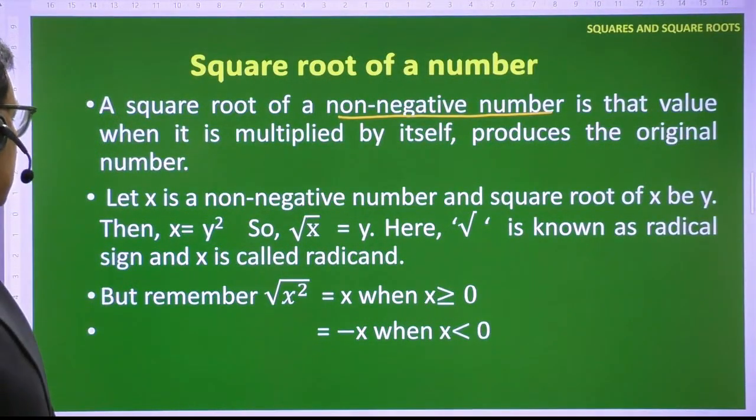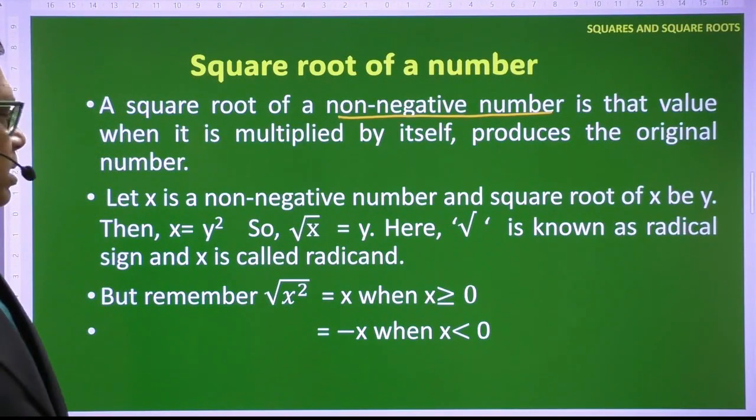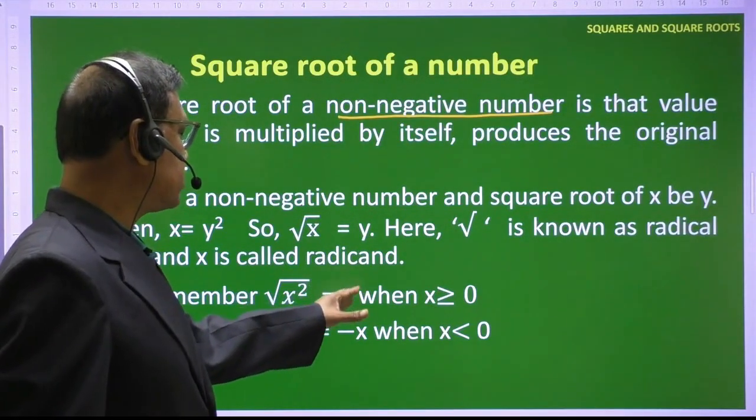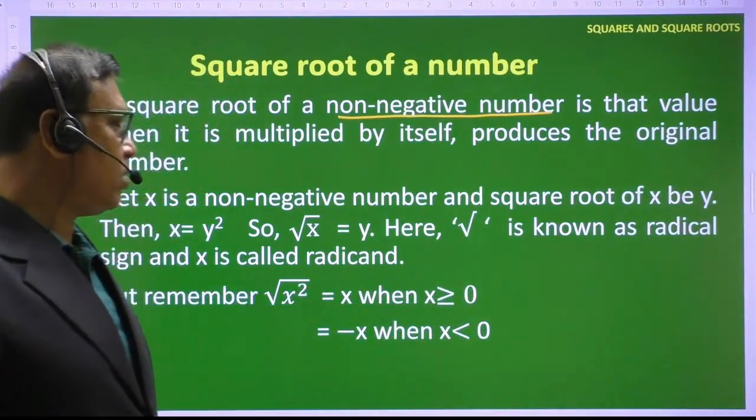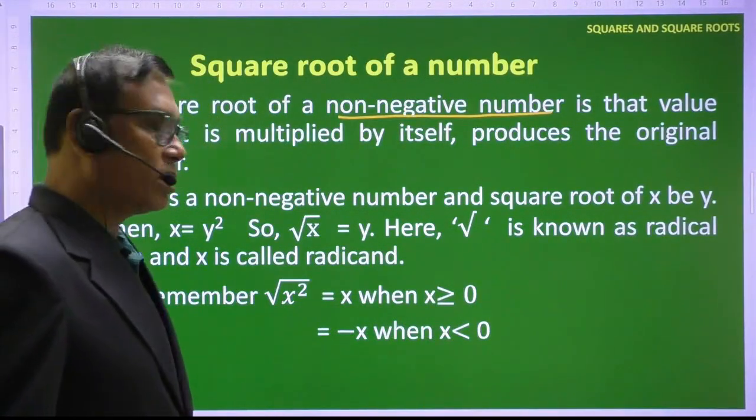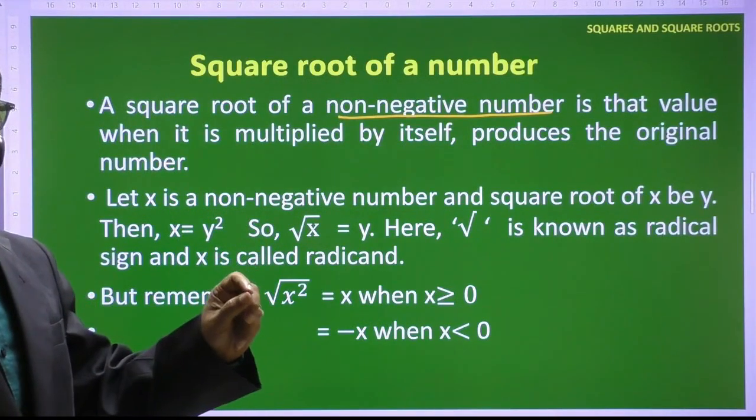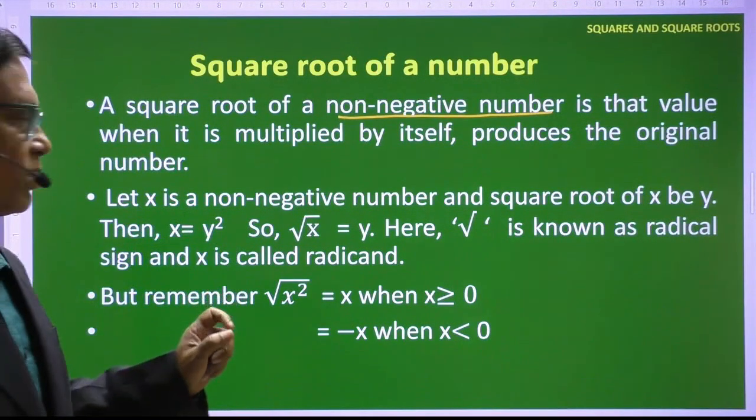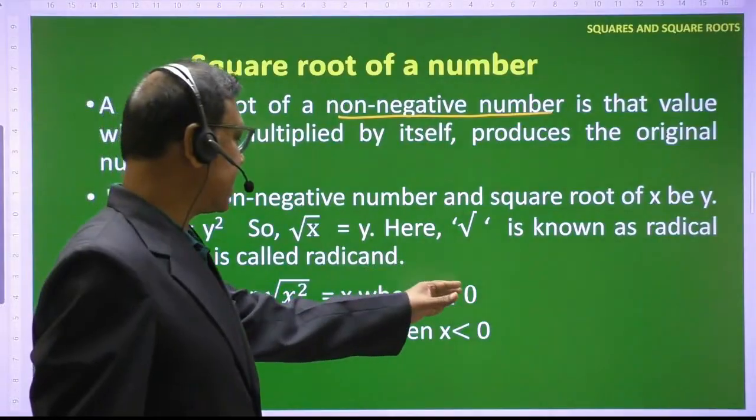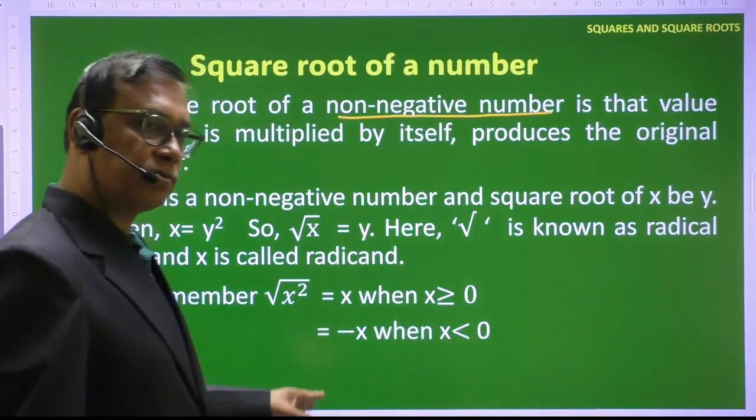This part is clear? But remember, the square root of x square is not x only. It is x when x is greater than or equal to 0, but it will be minus x when x is less than 0. Clear? Because the square root of any non-negative number is always positive. So why did I write two cases here? Because x greater than or equal to 0 means positive and 0, but here x is less than 0.